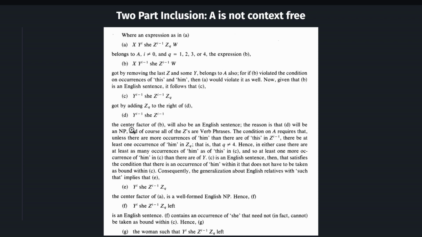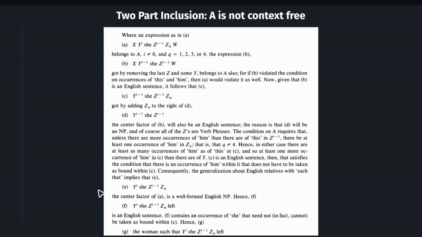And it should still be a valid sentence because we have not violated any condition of occurrences of this and him that we said earlier. I told you we would use it later. If you remove x and w, then we have a valid noun phrase here. And then you can do a little bit of manipulation around center factors. It's just a little bit of linguistic algebra here. And what you end up getting is here, part E, where y to the i, she, z to the i minus 1, zq is the center factor of A, our first sentence.